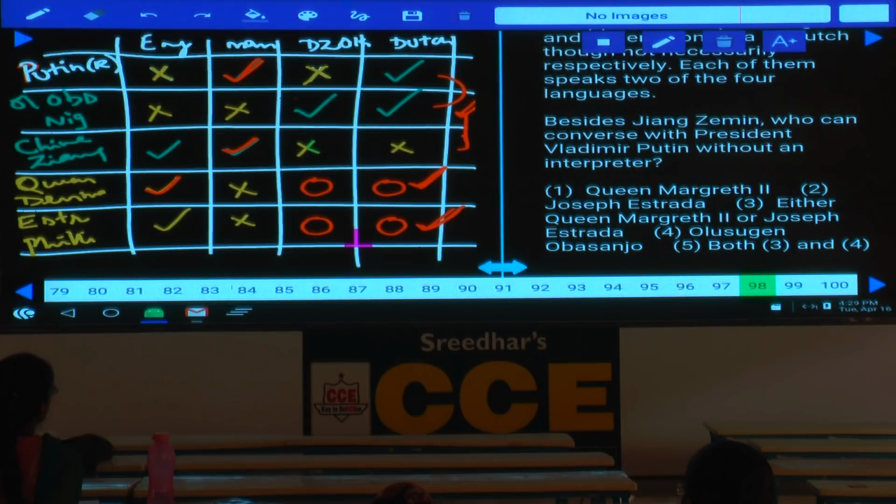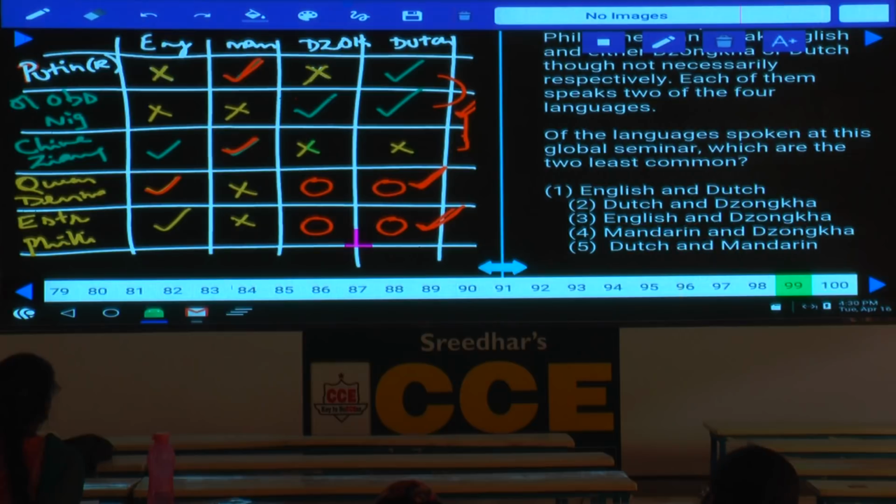98? No. Queen Margaret and Joseph, or Joseph and also option. No, this is 4. 4 is definitely true. And at the same time, including with this one, what about 3 here? Now this Queen Margaret and Joseph. Between these two persons, only one person can speak Dutch, and between these two persons, one person does not require any interpreter. Hence, what is your answer here? Both 3 and 4. 3 and 4 means either 1 or 2 and 4. 98. Then coming to question number 99.